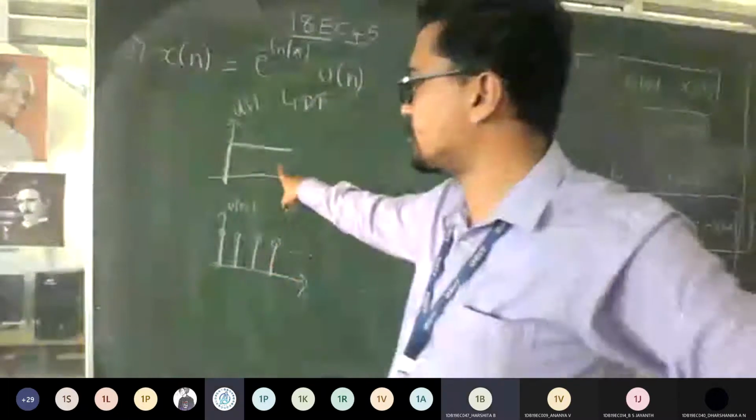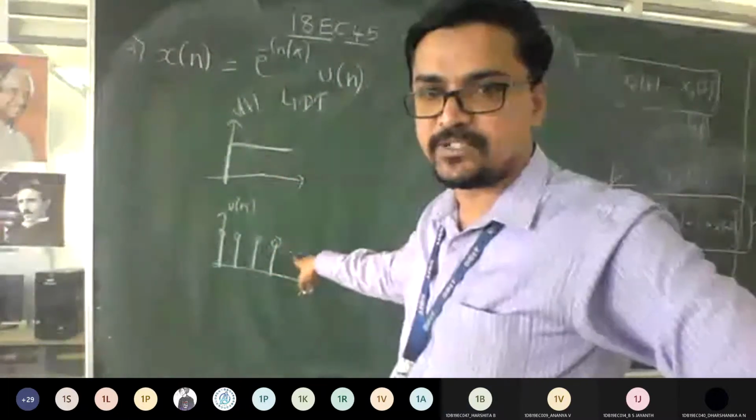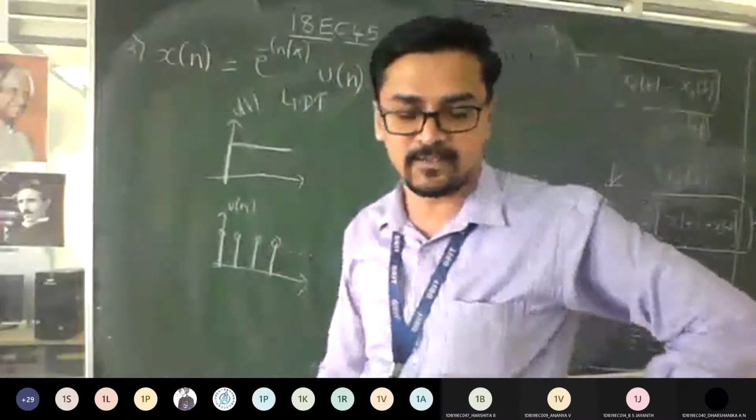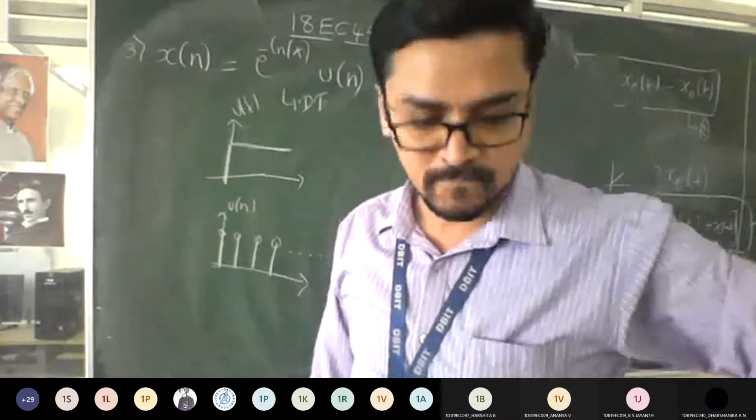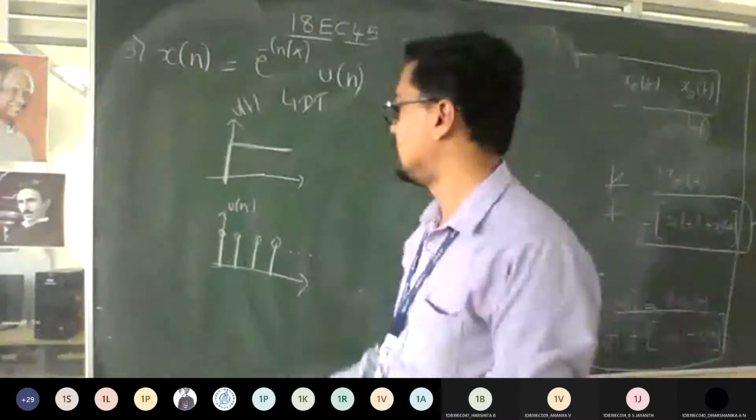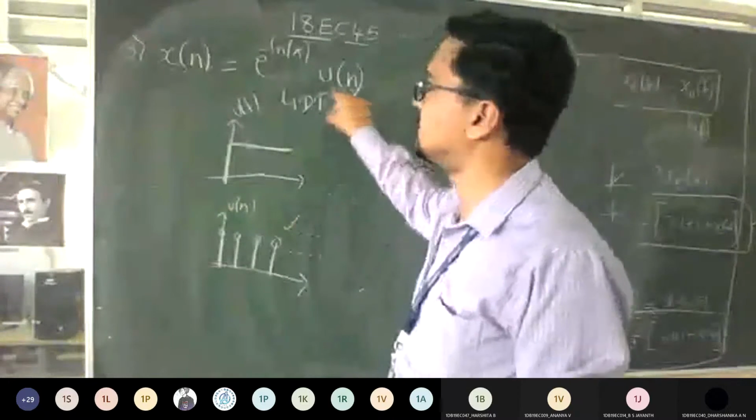If it is u of t, you should take this continuous signal. If it is u of n, you should go with a discrete signal. Am I clear? Okay. Now, this is one thing you should remember here.